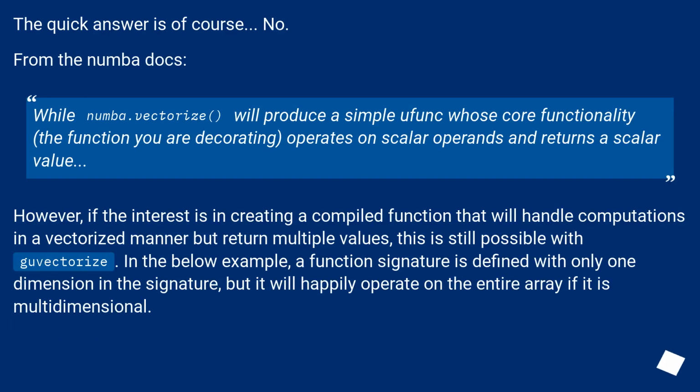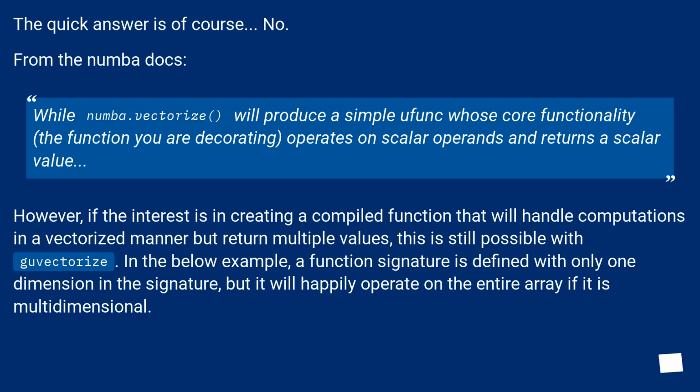The quick answer is of course, no. From the numba docs: while numba.vectorize will produce a simple ufunc, the function you are decorating operates on scalar operands and returns a scalar value.